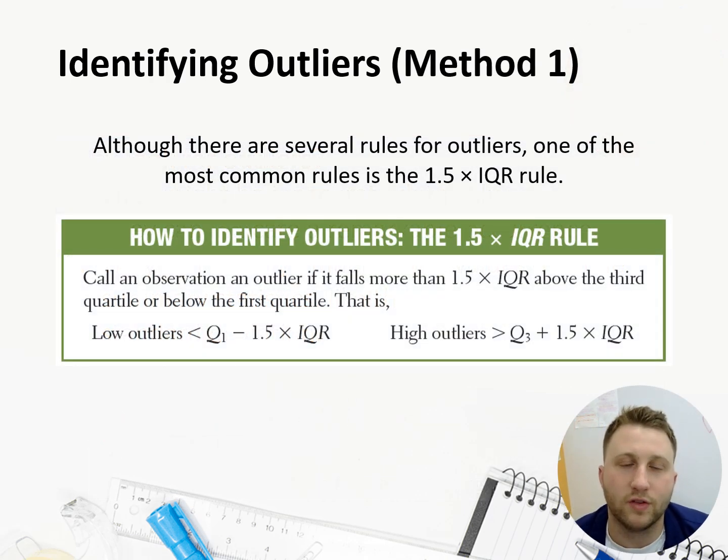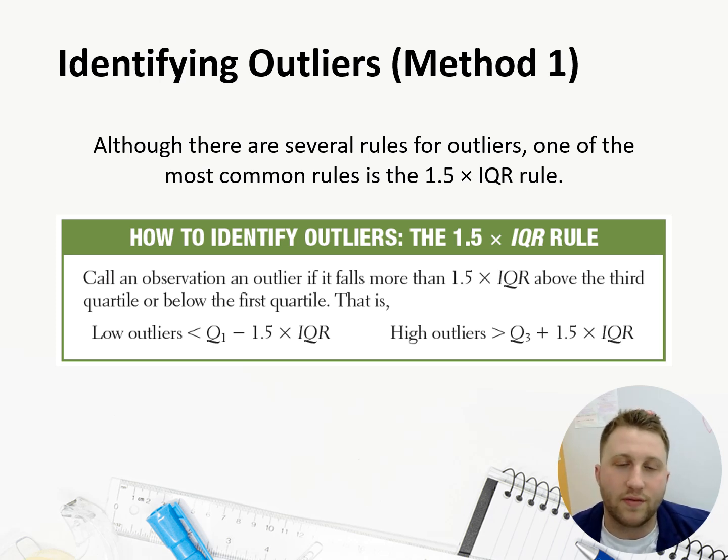We've got 2 methods for doing this identification. The first is the 1.5 IQR rule. I'll just highlight a couple key things. For both methods of outlier identification, you're going to have both a lower and an upper fence, and there's a couple key differences.